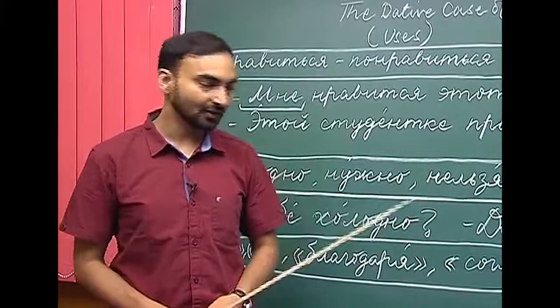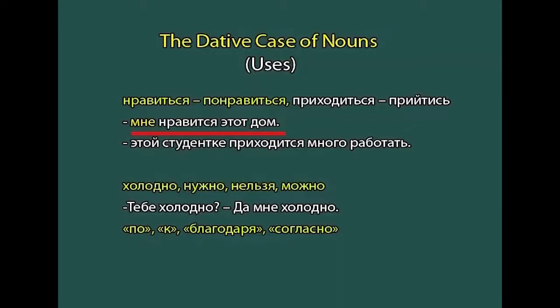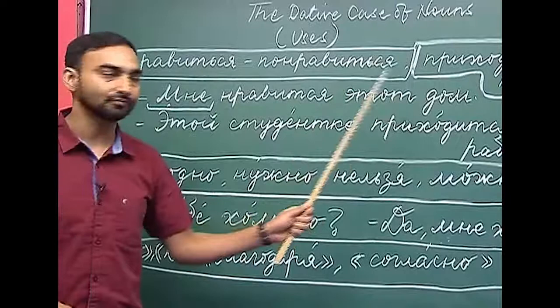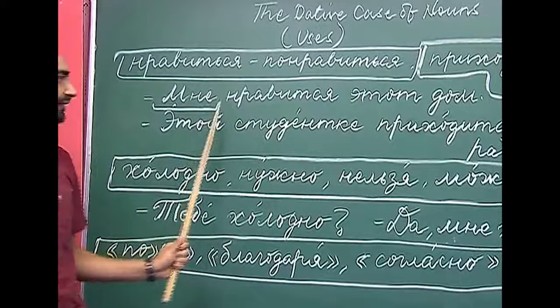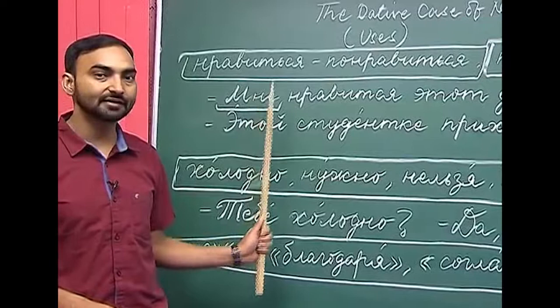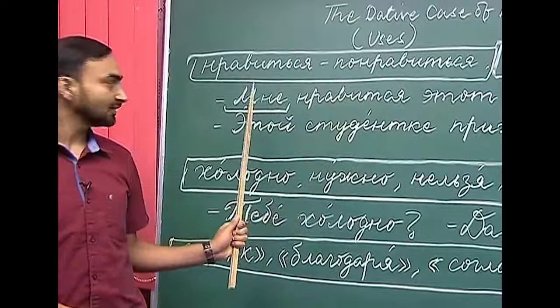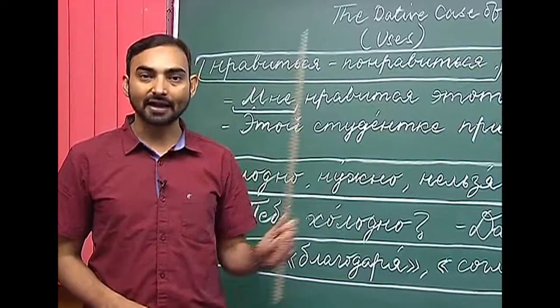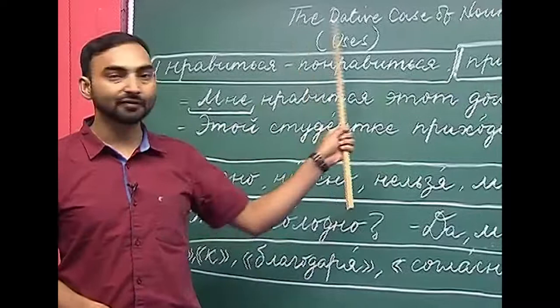Why are we saying logical subject? Because, for example, mnie nravitsa etat dom. If you translate this sentence into English, it will be translated as I like this house. As you can see, this ya is in the dative case. So ya has been changed into mnie, which is the dative case form of the personal pronoun ya. But the subject is ya only. So when we denote the logical subject, which means the ideal subject which is performing the action, it has to be in the form of dative case, like we have done with nravitsa.